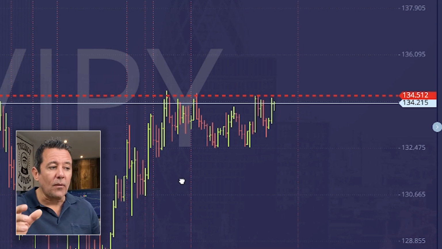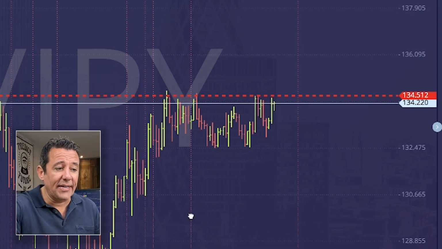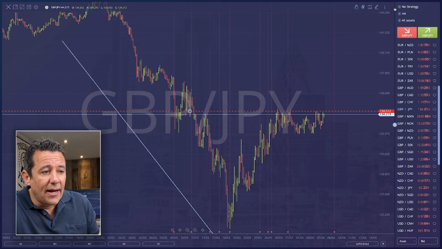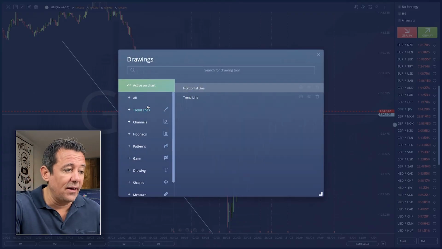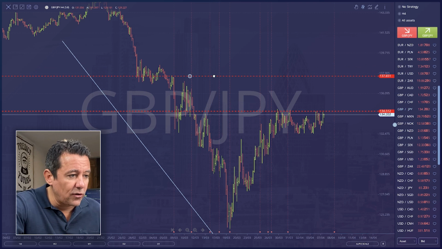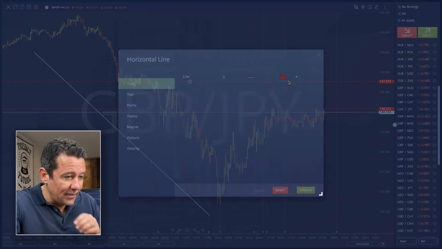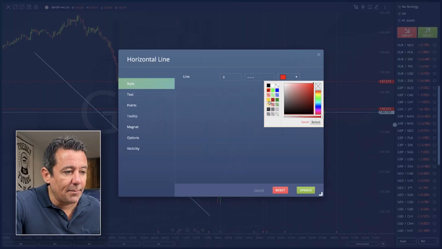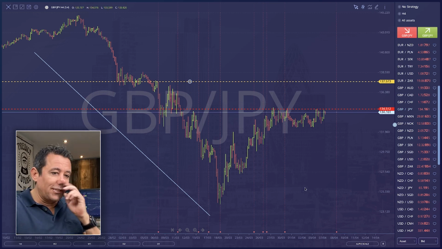Now, the question then becomes, well, how far could it go? Well, let's take a look at that by drawing in another horizontal trend line. And this time, let's put that horizontal trend line up here. And I'm going to paint this line here in, we're going to make that yellow. So that's going to be our target line.